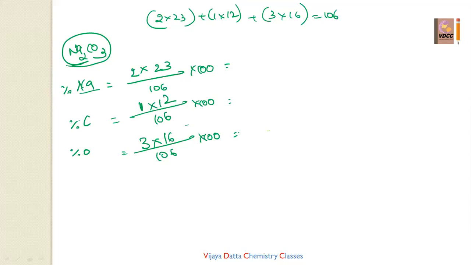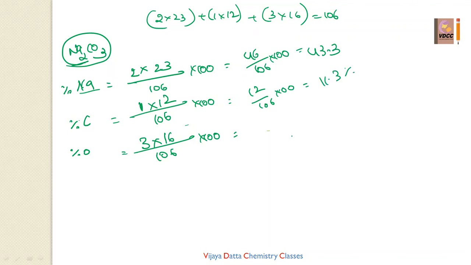If you calculate, 2 into 23 is nothing but 46. 46 by 106 into 100 gives a percentage of 43.3%. 12 by 106 into 100, that is 1200 divided by 106, gives you 11.3%.